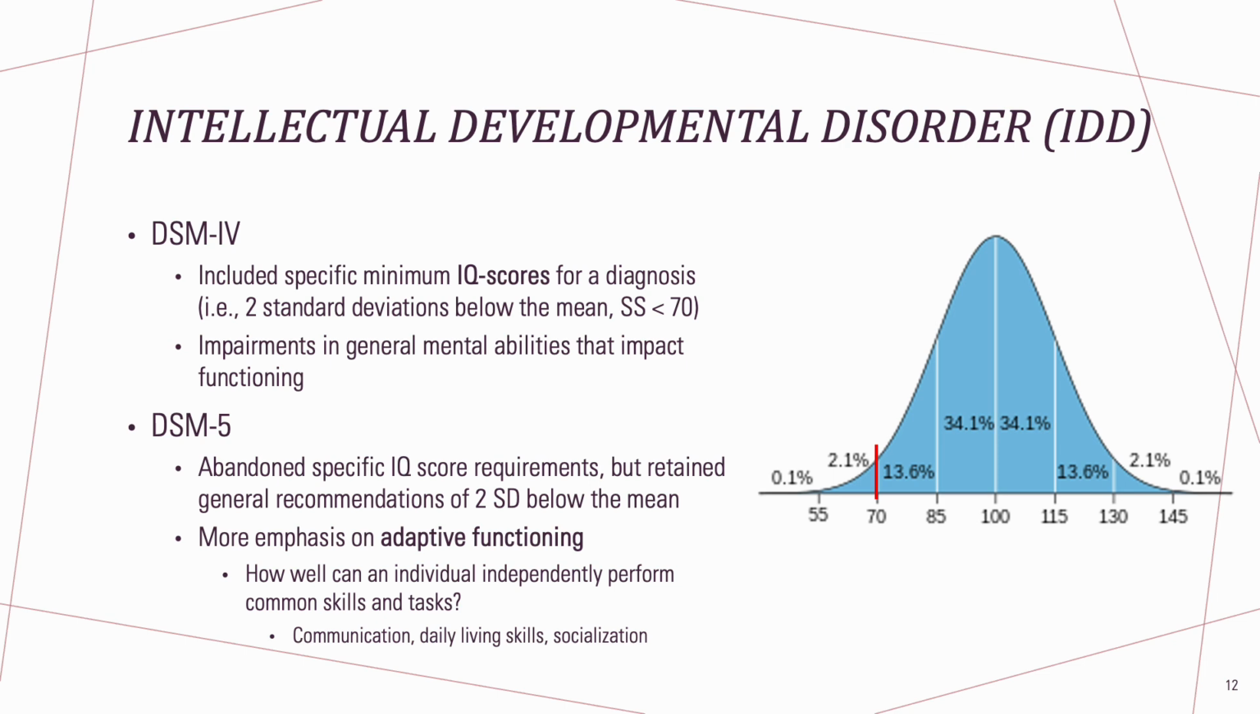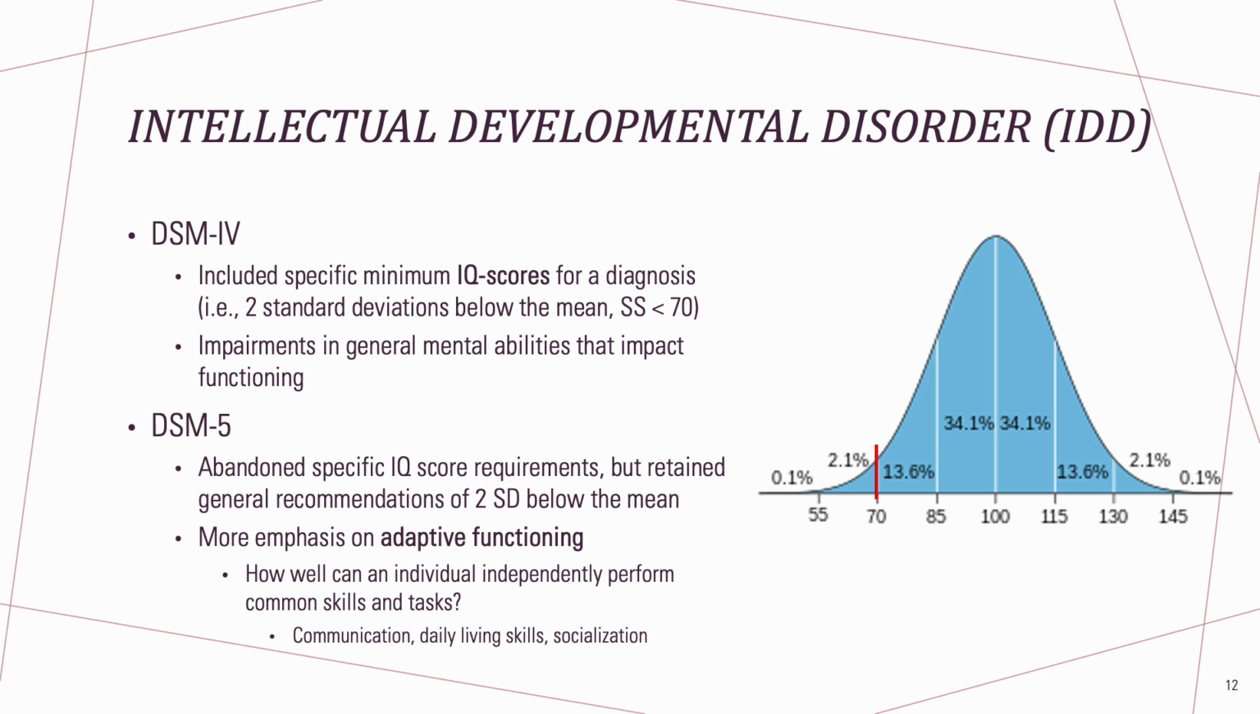But beyond just terminology differences, the way that we also assessed or cared about IQ, or the extent to which IQ mattered, differed. So with DSM-4, there was a specific minimum IQ score for a diagnosis of IDD, or again, back then, pervasive developmental disorder. So specifically, if an individual scored 2 standard deviations below the mean, or had a standard score less than 70, and they had impairments in general mental abilities that impact their functioning, then that individual likely would be diagnosed with pervasive developmental disorder.